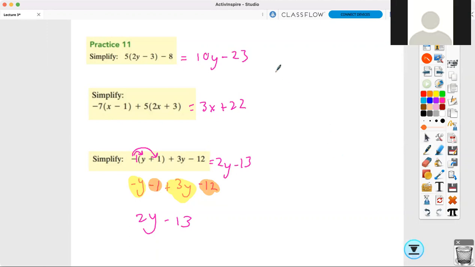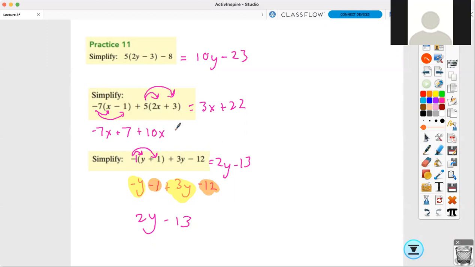How did you do number 2? Like, how did you get the 3x? The 3x, I could definitely show you. All right, let's look at number 2, guys. So let's go ahead and distribute, Jennifer, the negative 7, right? What's negative 7 times x? Negative 7x. What's negative 7 times minus 1? 7. What kind of 7? Positive. And now I'm going to distribute the 5, right? What's 5 times 2x? 10x. What's 5 times 3? 15.